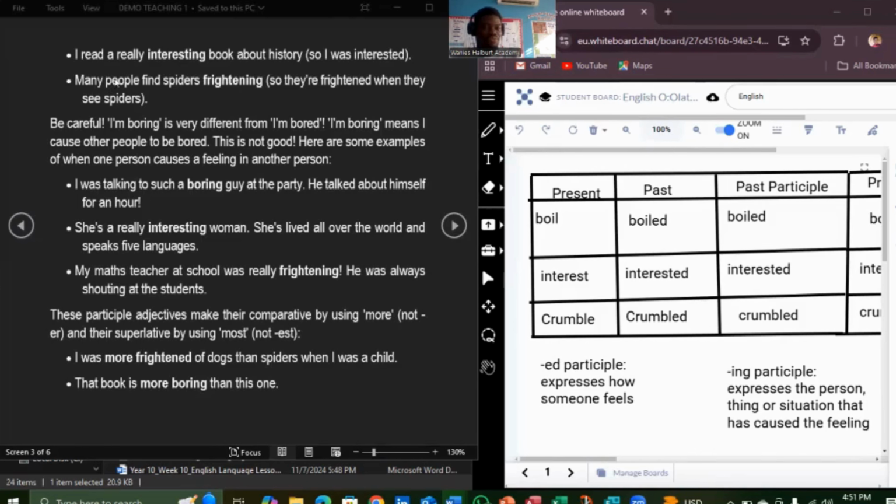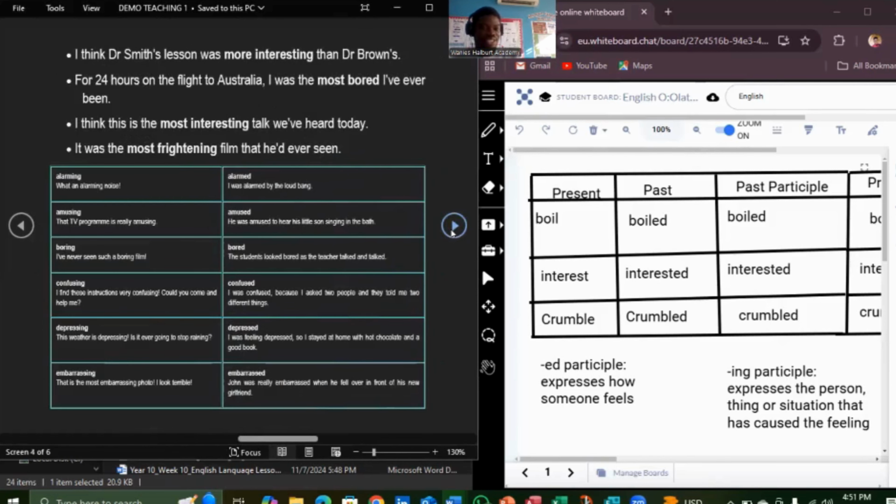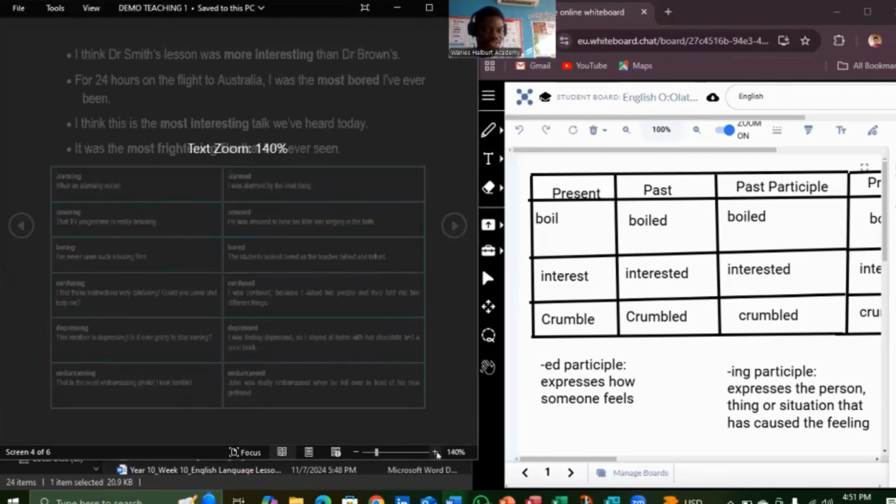We have other examples. Many people find spiders frightening. So they are frightened when they see spiders. You see, my math teacher at school was really frightening. He was always shouting at the students. So frightening expresses the person that caused a particular feeling. Math teacher, frightening, makes the speaker feel frightened. You see? So these are different examples of participial adjectives.